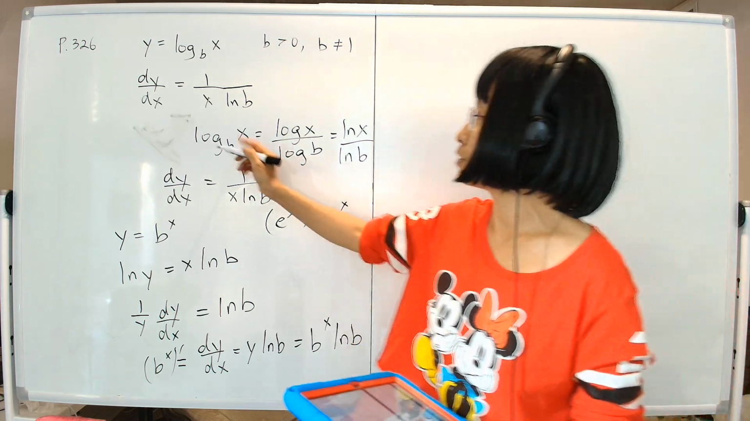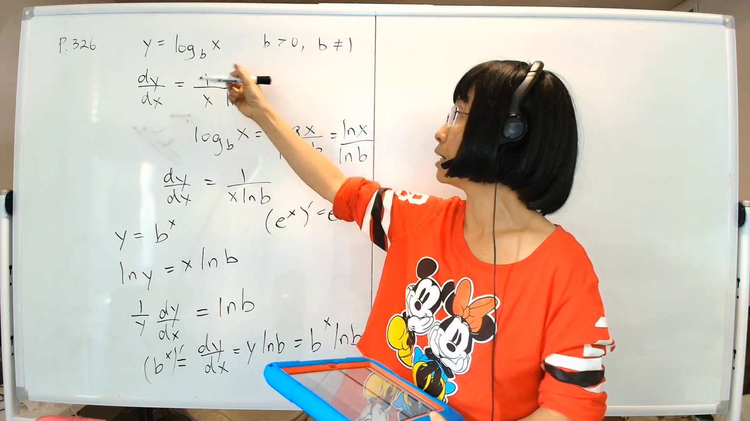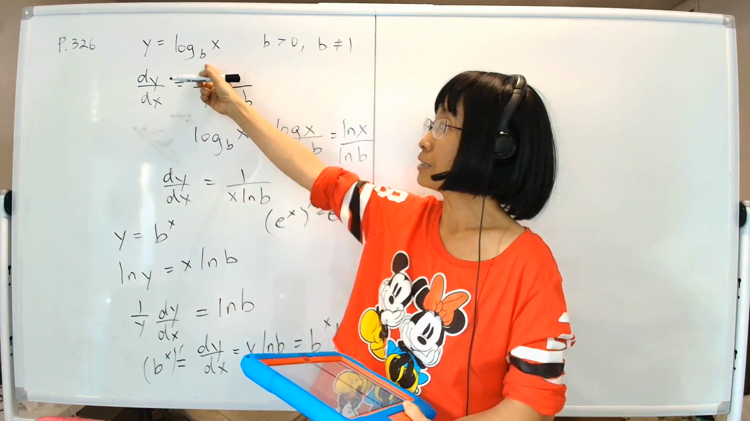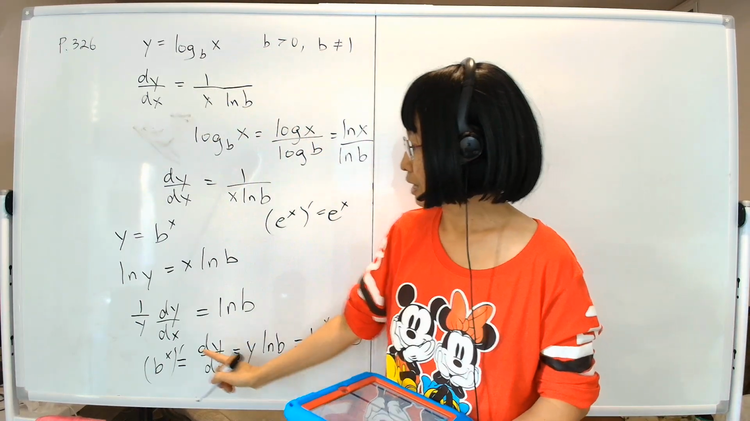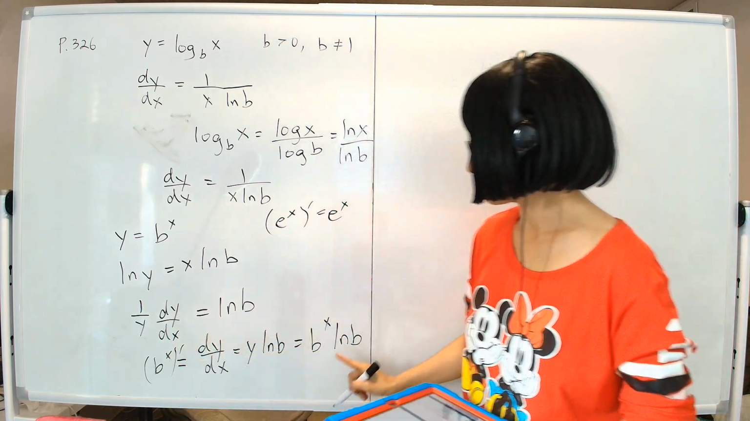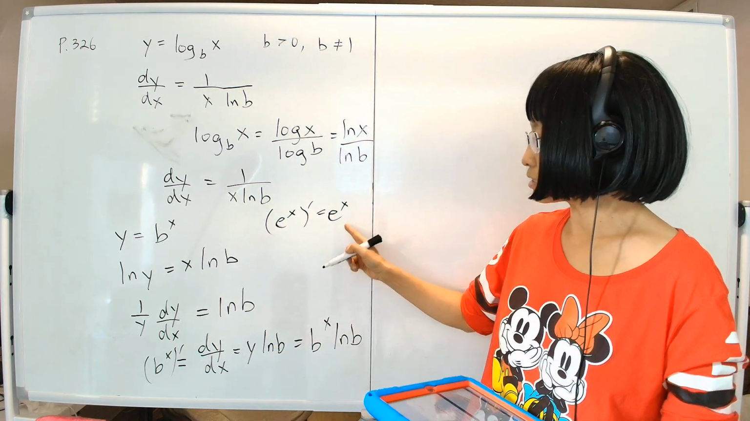So you have two formulas for things that have any old base. The log of random base of x follows this formula. And a random base raised to the power x, if you need to take the derivative, follows this formula, which is similar to this one.